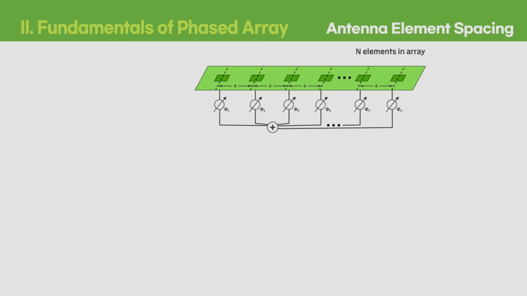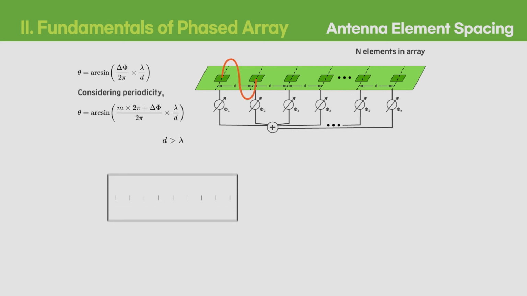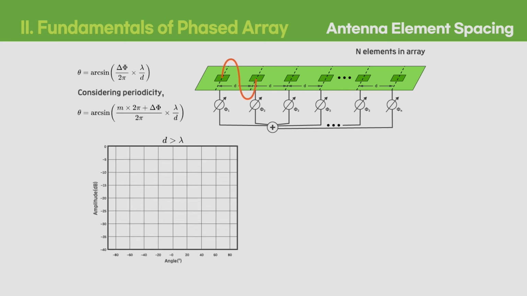The side lobe is actually related to the antenna spacing d. Referring to the previously derived theta equation, we can re-express the equation for periodicity with an arbitrary number of cycles m as shown on the screen. Then, if the antenna spacing d is larger than the wavelength, multiple grating lobes appear in the ±90-degree angles, which is undesirable.